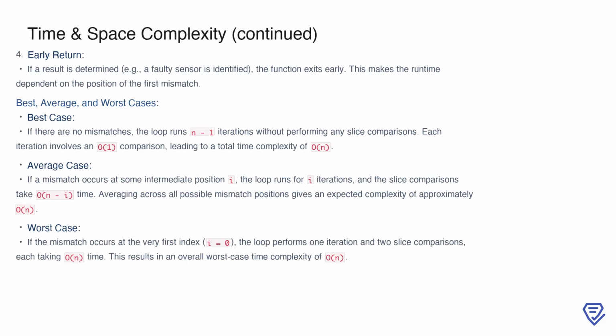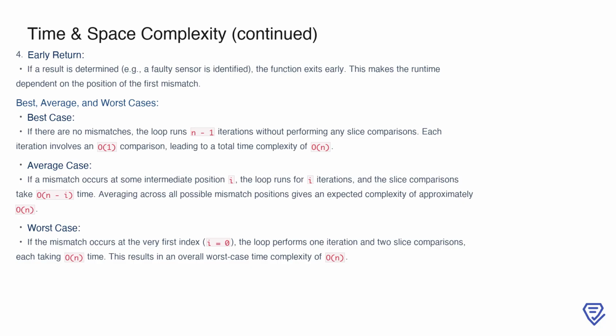When we consider early returns, the runtime of the function becomes dependent on where the first mismatch occurs. In the best-case scenario, there are no mismatches, so the loop simply runs its n-1 iterations, performing only the constant time O(1) comparisons. This gives a total time complexity of O(n). For the average case, if a mismatch occurs at some intermediate position i, the loop runs i iterations, and the slice comparisons take time proportional to the remaining elements, O(n-i). On average, this still results in a complexity of approximately O(n).